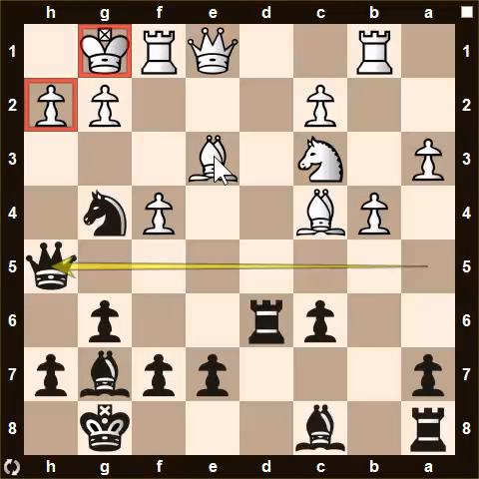The bishop on e3 we've already seen as a target. The knight on c3 is a possible target because it's under pressure from the bishop. And this bishop on c4 is also a possible target, particularly because it's undefended.